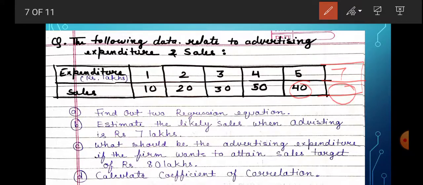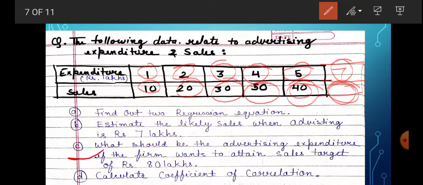Listen, we cannot predict any value, because if 1 lakh is there, then 10; 2 lakh, then 20; 3 lakh, then 30; 4 lakh, then 50; and 5 lakh, then 40. This means there is no linear chain, no uniformity. If there is no uniformity, we cannot predict what the value of sales, that is y, will be when expenditure is 7 lakh. So in this kind of case, we will use regression analysis only.